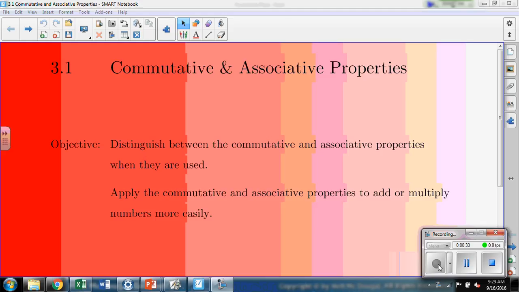Our objectives are to be able to distinguish between the two. When we use them, you should be able to look at it and say, here they're using the commutative property, over there they're using the associative property. And additionally, we want to be able to pick and choose when we use them so that we can add or subtract a little bit more easily, just to make problems easier for us.